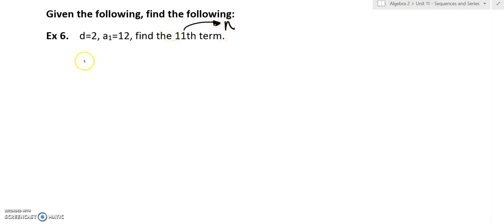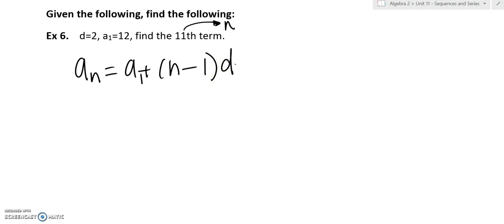I'm going to write out my formula so that I can kind of plug some things into it. It can get a little complicated, so just make sure that you write down the right formula. I'm going to color code this. So D is equal to 2. I'm going to plug in a 2 for D. A sub 1 is equal to 12. I'll plug that in for A sub 1.